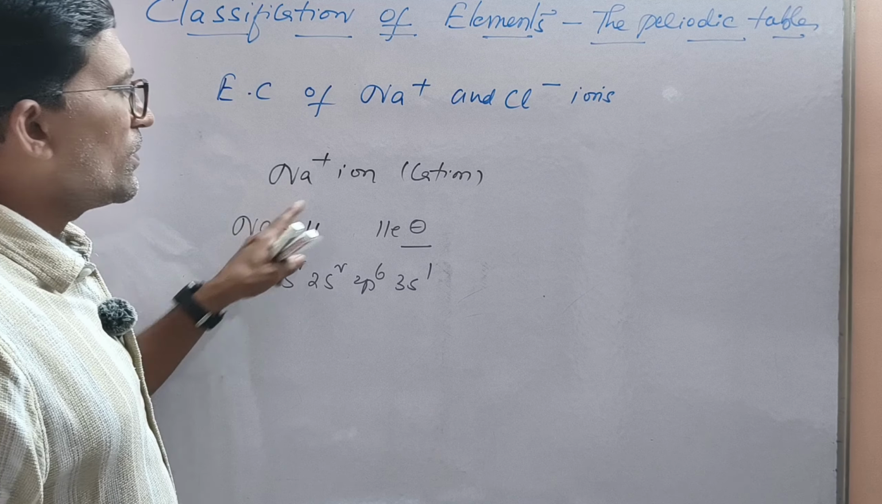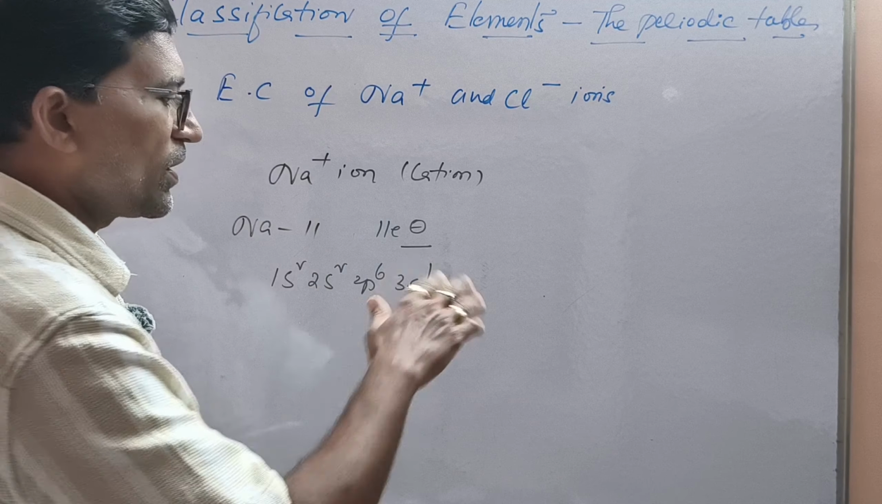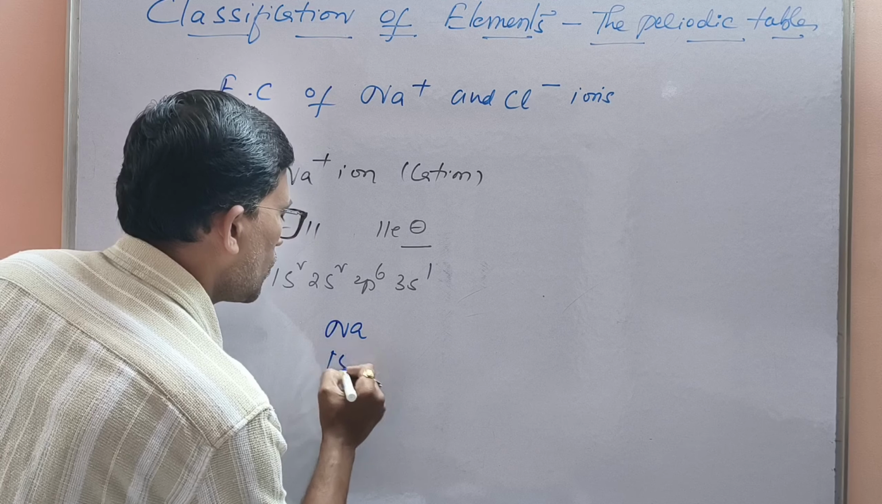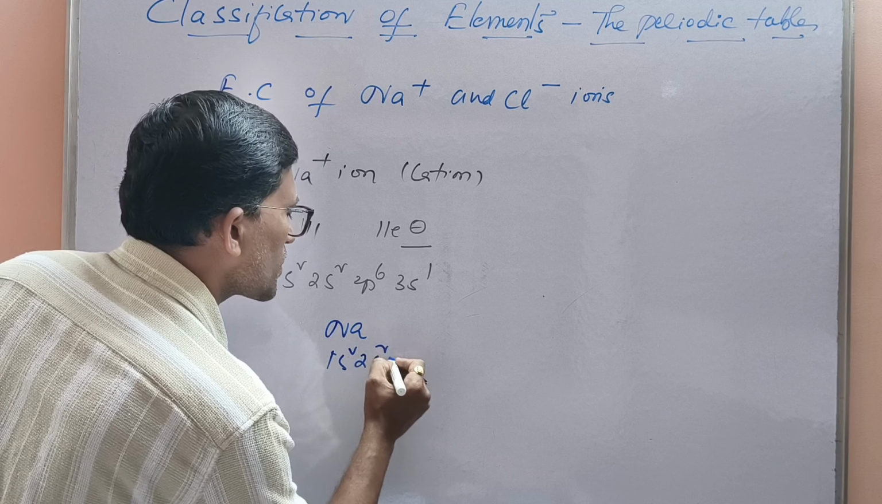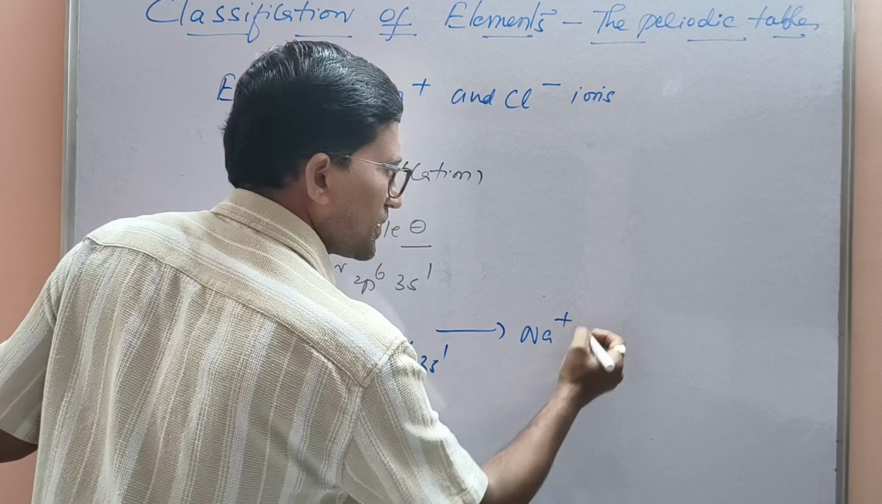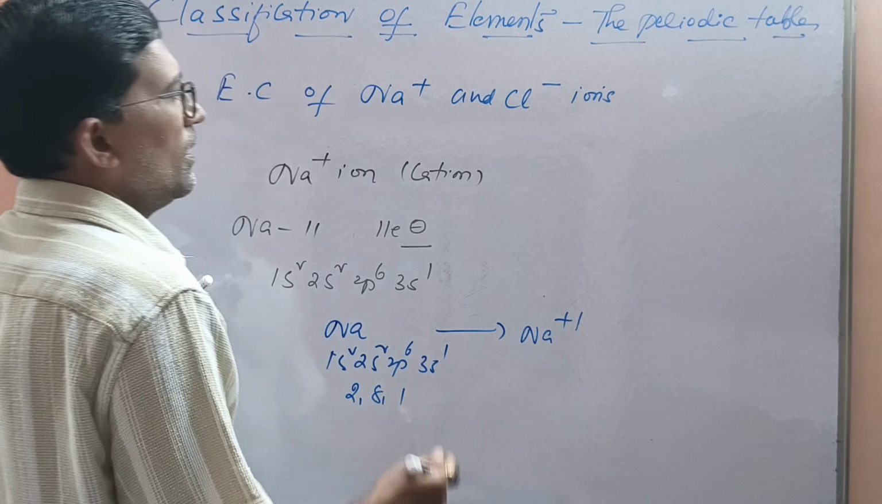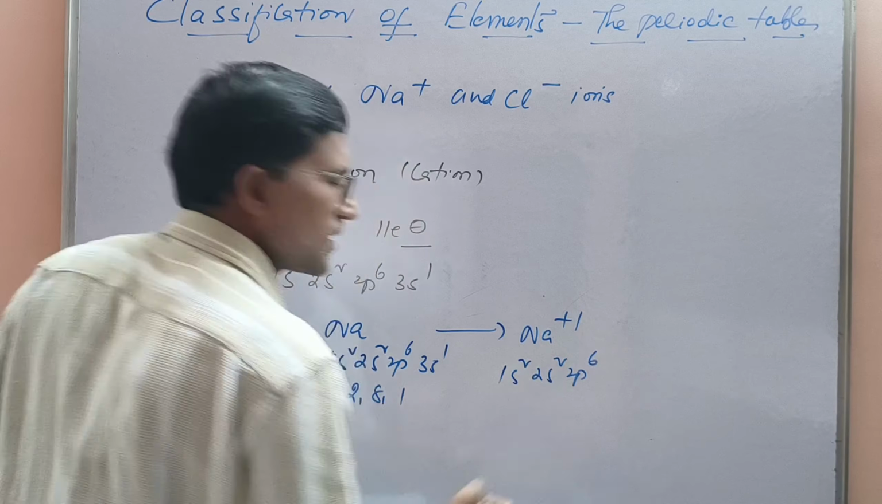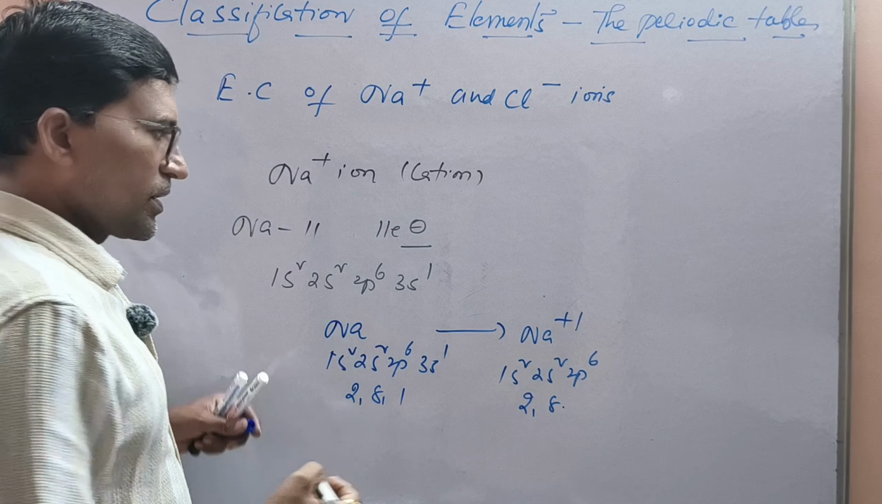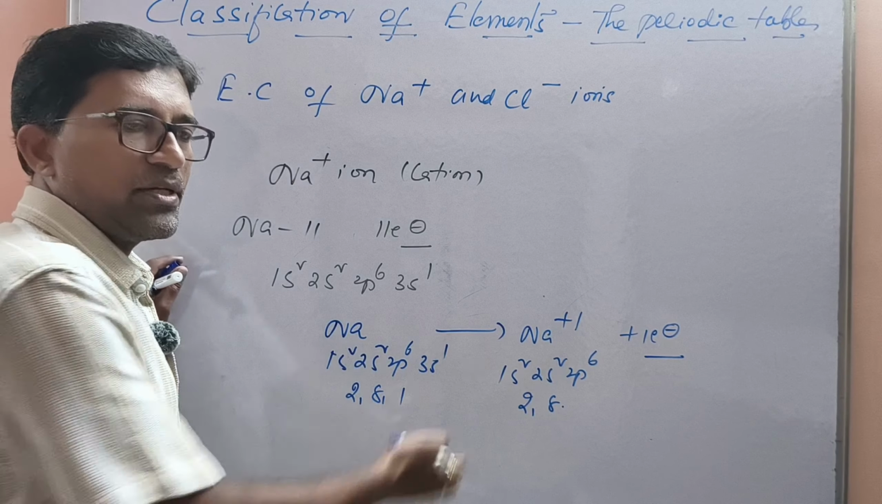So when Na is converted into Na plus ion, a cation, it loses electrons. The sodium metal configuration is 1s2, 2s2, 2p6, 3s1, and the shell level configuration is 2, 8, 1. If sodium loses 1 electron, it converts into Na plus 1. Na plus or Na plus 1, both are the same. The configuration becomes 1s2, 2s2, 2p6, and the shell level configuration is 2, 8. One electron is lost by the sodium, hence it converts into a cation.